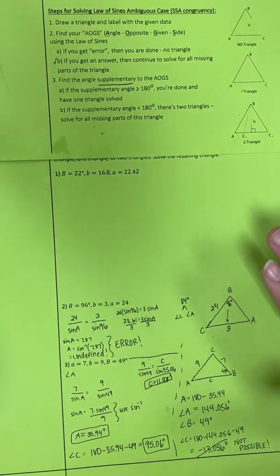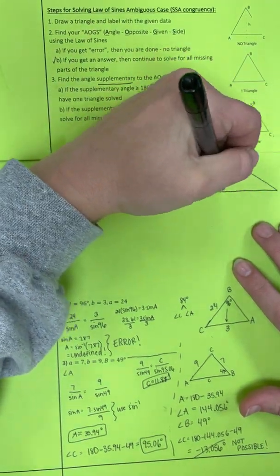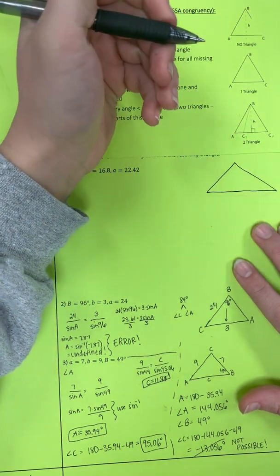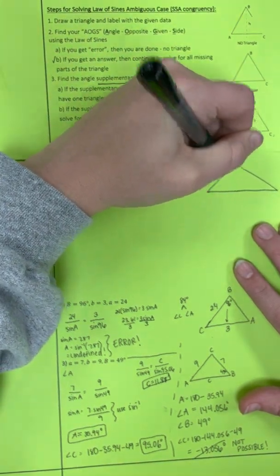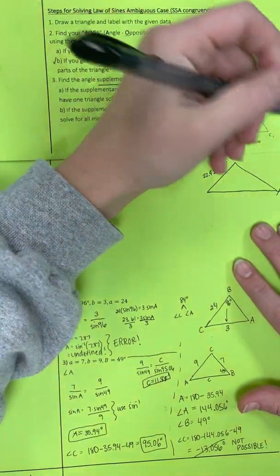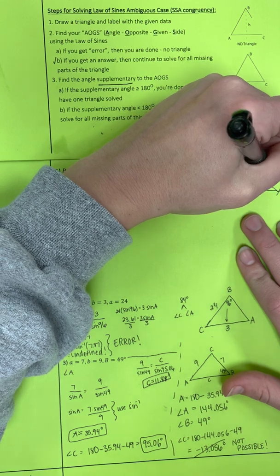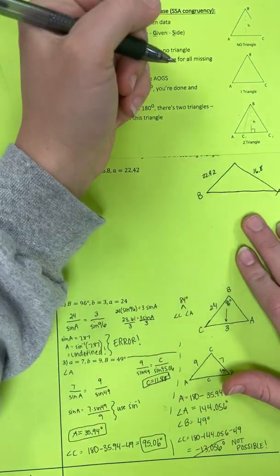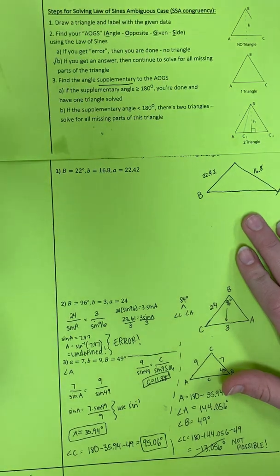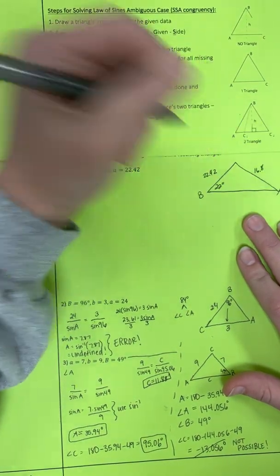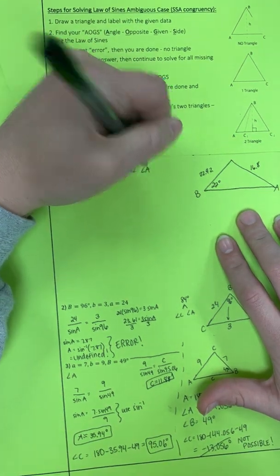So the first thing, draw the triangle. All right. We have 22.42 as the side opposite A. Angle measure A, we don't know yet. We have 16.8 as the side opposite angle B. And then C, we are not sure of yet. What am I missing? Oh, the 22 degrees for angle B. All right, so the first thing we're going to do is find angle measure A.